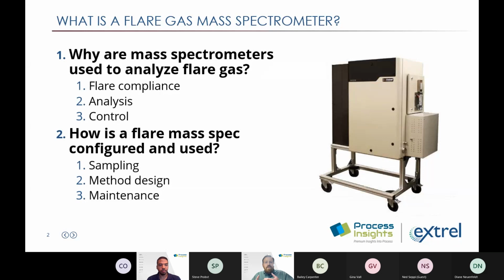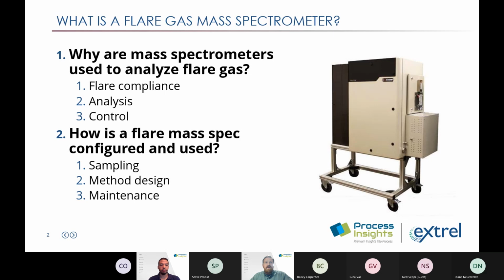Today we're going to talk about flare gas mass spectrometers, and we're really going to try to be comprehensive. We'll try to cover as much as possible in the next hour, again leaving time for questions and discussion, to get you a complete picture of what a flare gas mass spectrometer is. I've divided this into two sections, and we'll take two different approaches.